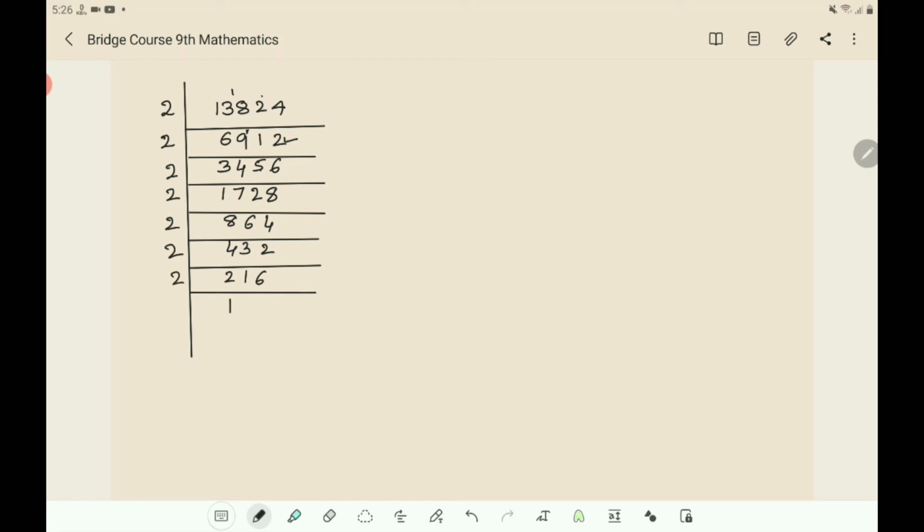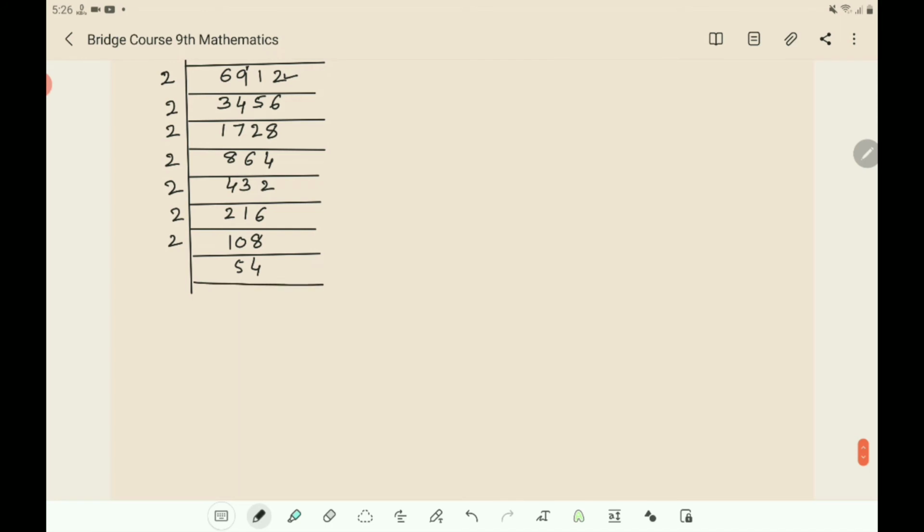2 1s are 2. Here 1 is smaller than 2, so you take 0. Then 2 8s are 16. Then 2 5s are 10. 2 4s are 8. Again it is divisible by 2. 2 2s are 4. 1 4, 2 7s are 14. Then now it is not divisible by 2.